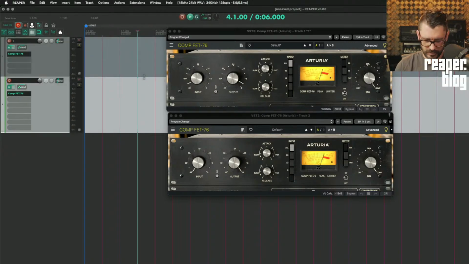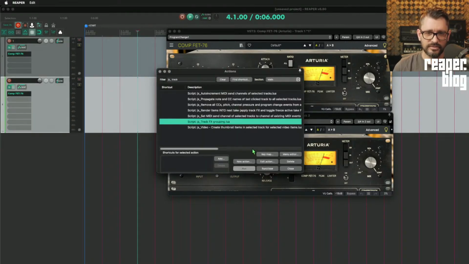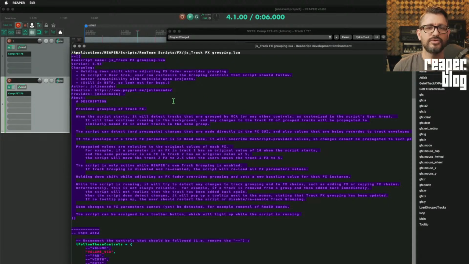So Julian Sader has this script, which is in the ReaTeam scripts folder, that provides grouping of track effects. When the script starts, it will detect tracks that are grouped by VCA or any other controls as customized in the script's user area. It will then continue running in the background. Any changes to the track effects of grouped tracks will be propagated to similarly named effects in other tracks in the same group.